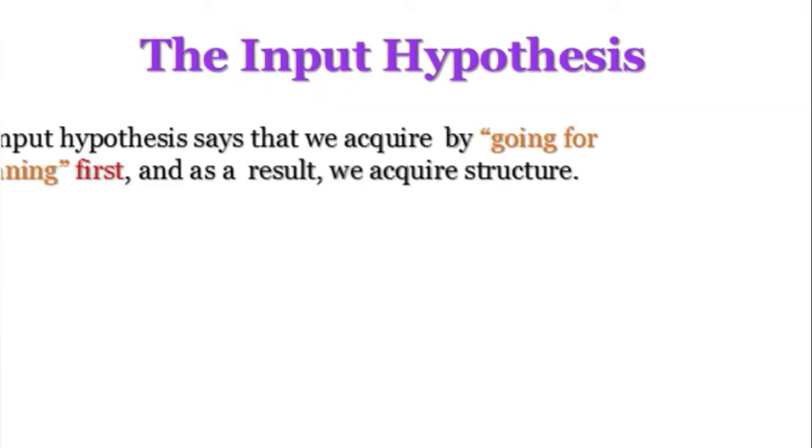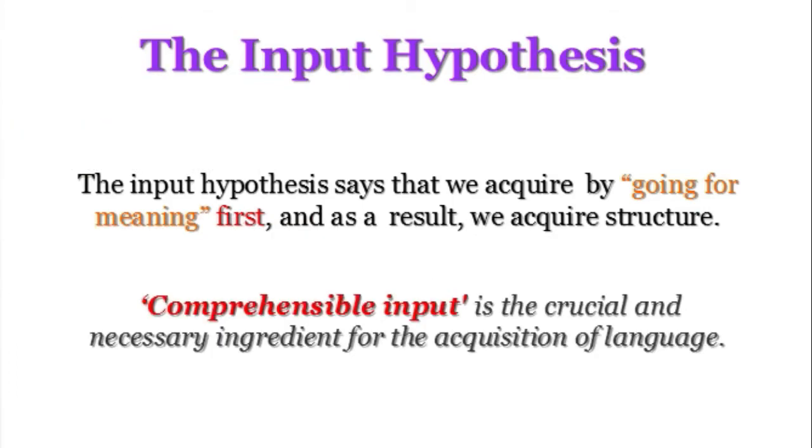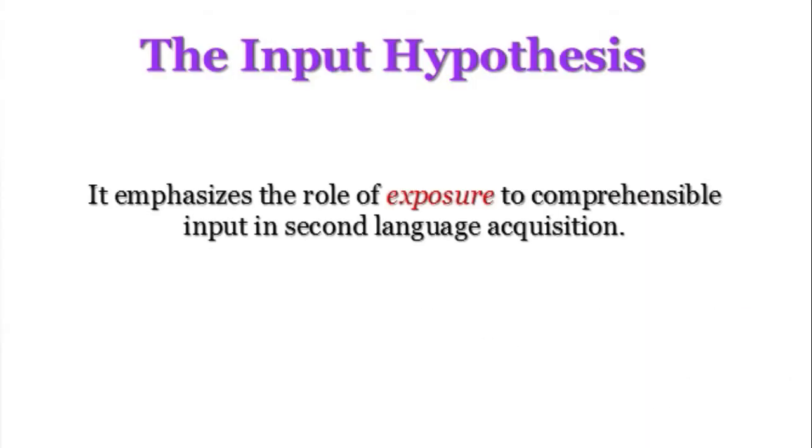The input hypothesis states that we acquire by going from meaning first, and as a result we acquire structure. The comprehensible input is the crucial and necessary ingredient for the acquisition of any language. We can say that the input hypothesis is linked to the natural order hypothesis. The natural order hypothesis claims that we move along the developmental continuum by receiving the comprehensible input. This hypothesis emphasizes the role of exposure to comprehensible input in second language acquisition.